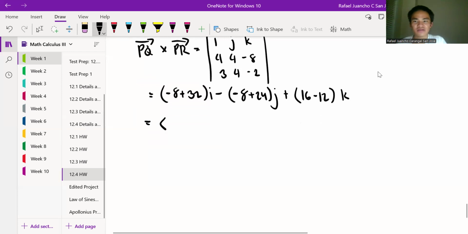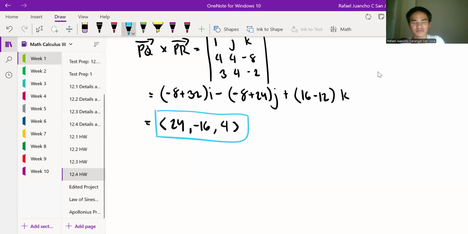And we get a vector out of this. We get 32 minus 8 is 24. For J, 24 minus 8 is 16, so minus 16. So this becomes 16, but because of the minus it becomes -16. And this is positive 4. That's the cross product there. I could actually simplify this by dividing everything by 4. I'd still get the same thing, just a matter of rescaling. But I'm not going to do that.